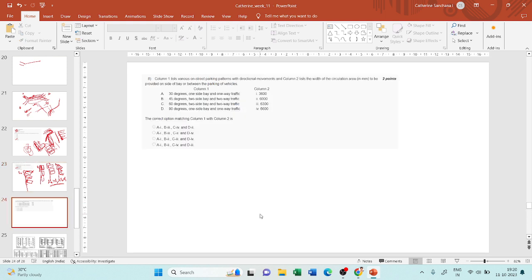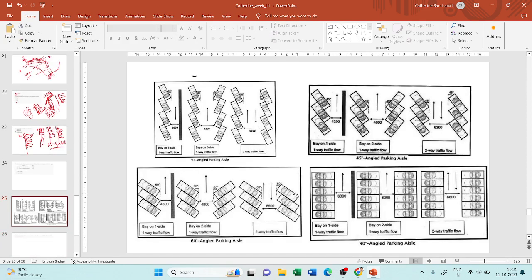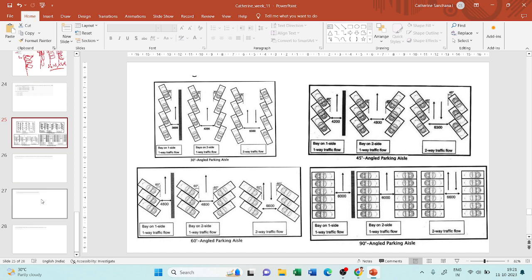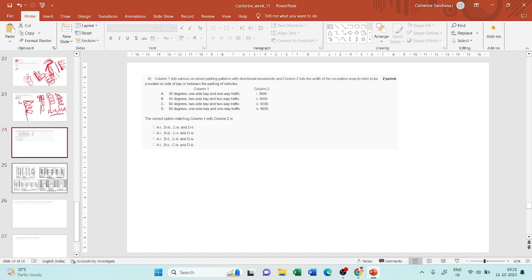Column 1 lists various on-street parking patterns with directional movements, and column 2 lists the width of the circulation area to be provided on side of bay or in between the parking of vehicles. Okay, so we've been asked to match. So I've taken figures from IRC 12, SP 12, and let us see what they've asked and how to answer them.